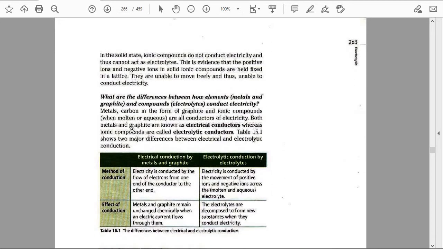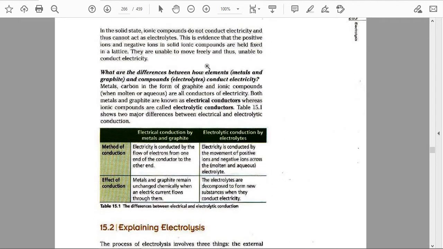So the next one here. What are the differences between how elements, which are metals and graphite, and compound electrolytes conduct electricity? Metals, carbon in the form of graphite, and ionic compounds when molten or aqueous are all conductors of electricity. Both metals and graphite are known as electrical conductors, whereas ionic compounds are called electrolytic conductors.